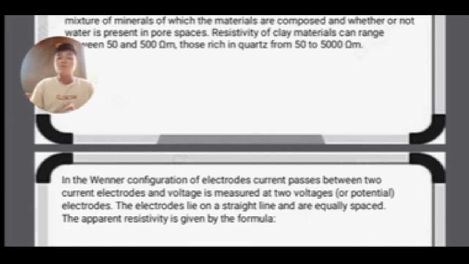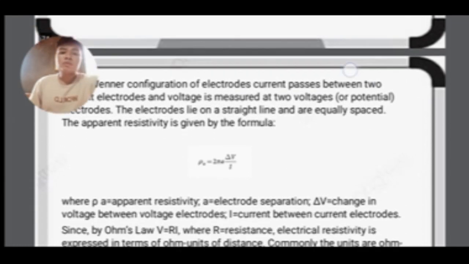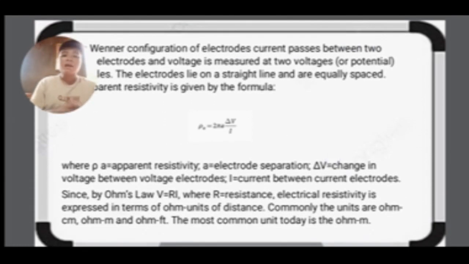The apparent resistivity is given by the formula: P sub A is equal to 2 pi A times delta V divided by I. where P sub A is the apparent resistivity, A is the electrode separation, delta V is the change in voltage between the voltage electrodes, and I is the current between the current electrodes. Since by Ohm's law V is equal to R I, where R is the resistance, electrical resistivity is expressed in terms of ohm units of distance.